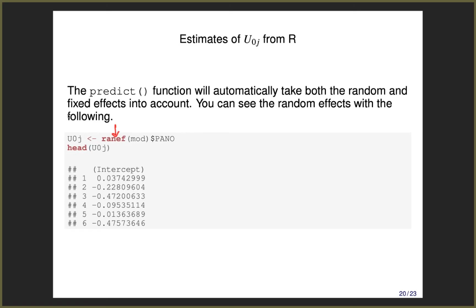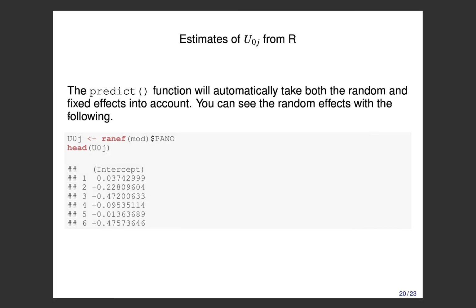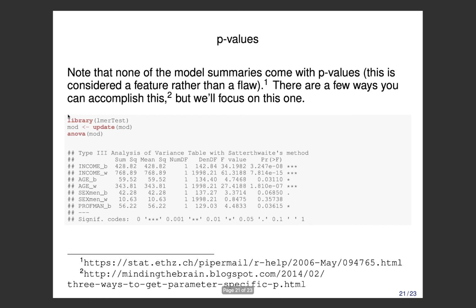There's a function called ranef. This is also in the lme4 package, and it allows you to generate these empirical Bayes estimates of the random effects. So these are of the U0Js. So if you wanted to look at them, you could. If you wanted to evaluate the normality assumption, you kind of could, right? You could at least make a guess at it. So that's interesting.